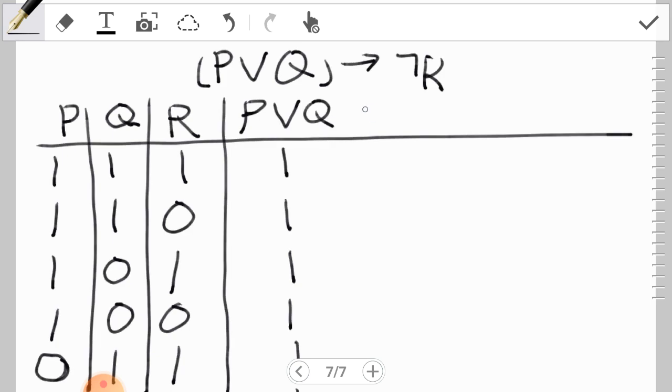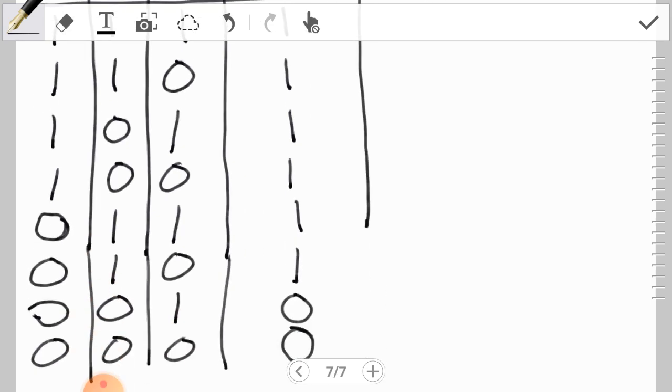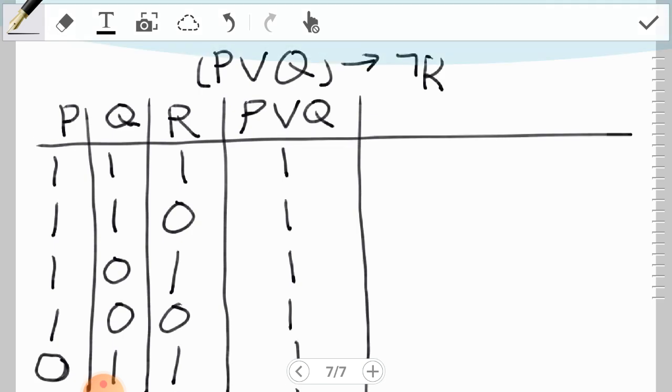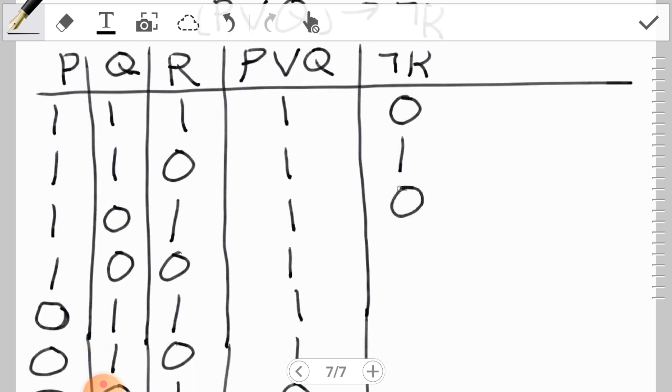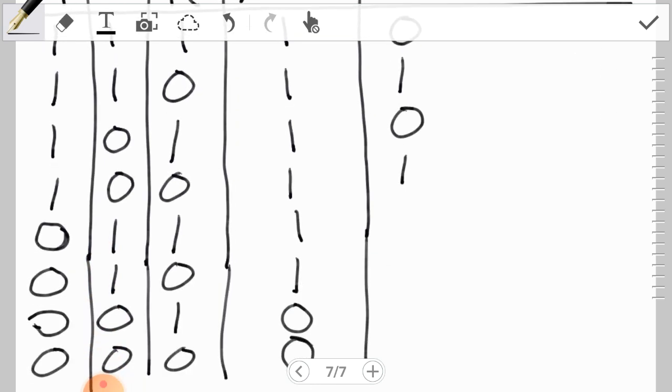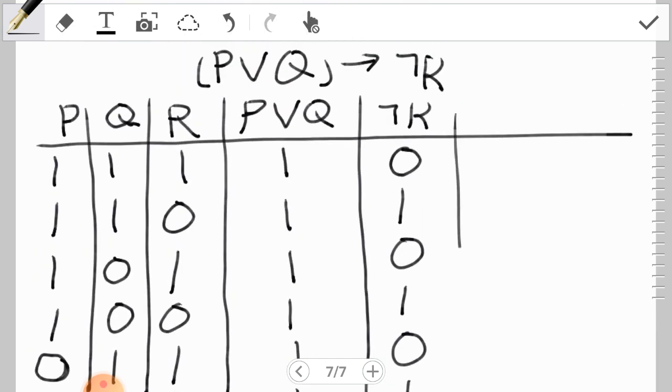There you go, for P or Q. Next, we need not R. Let's write here not R. So we just negate this. That will become false, true, false, true, false, true, false, and true. Then finally, for this proposition, let me just copy that using an arrow.